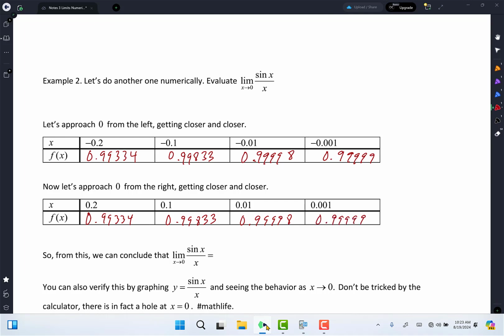If I'm approaching, okay, let me do the left one first. Limit as x approaches 0 from the left of sine x over x. What does it look like it's approaching?